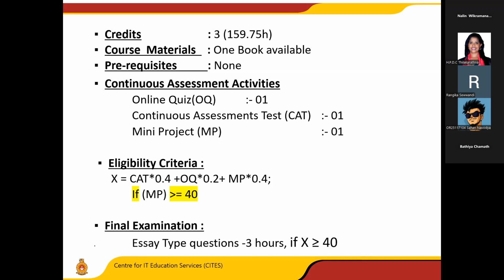So even if your total is above 40, if your mini project mark is below 40, you are not eligible to sit for the final examination. Also, the final examination is a 3-hour paper. To pass the final examination, you must obtain greater than or equal to 40 marks.